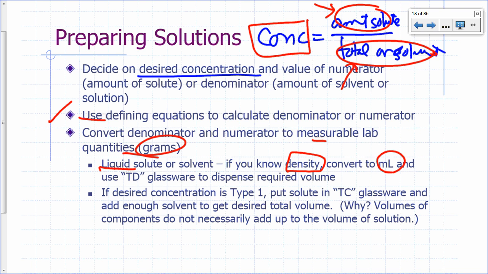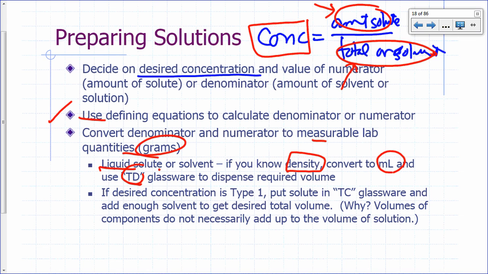And use what's called TD glassware. You have glassware that's labeled TD. TD stands for to deliver. Those are glassware that are specifically calibrated for dispensing precise volumes of liquids.